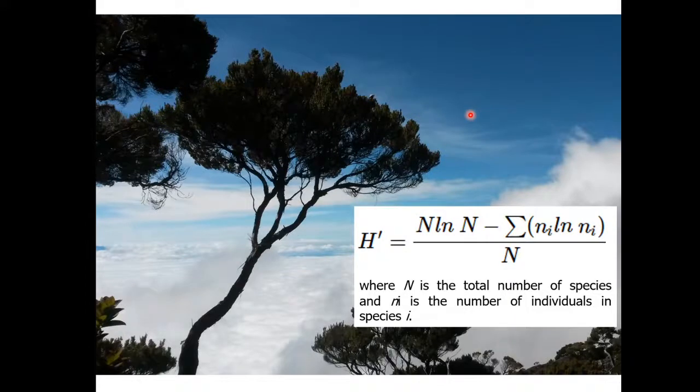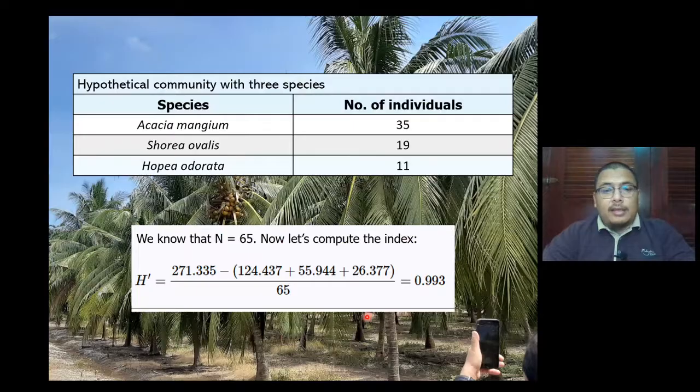An equivalent, computationally easier formula is like this, what we call ln n here, where n is the total number of individuals and ni is the number of individuals in species i. The Shannon-Wiener index is more sensitive to the number of species in a sample, so it is usually considered to be biased toward measuring species richness. Again, there is no need to worry about the details of this because it will be covered by Dr. Amy.